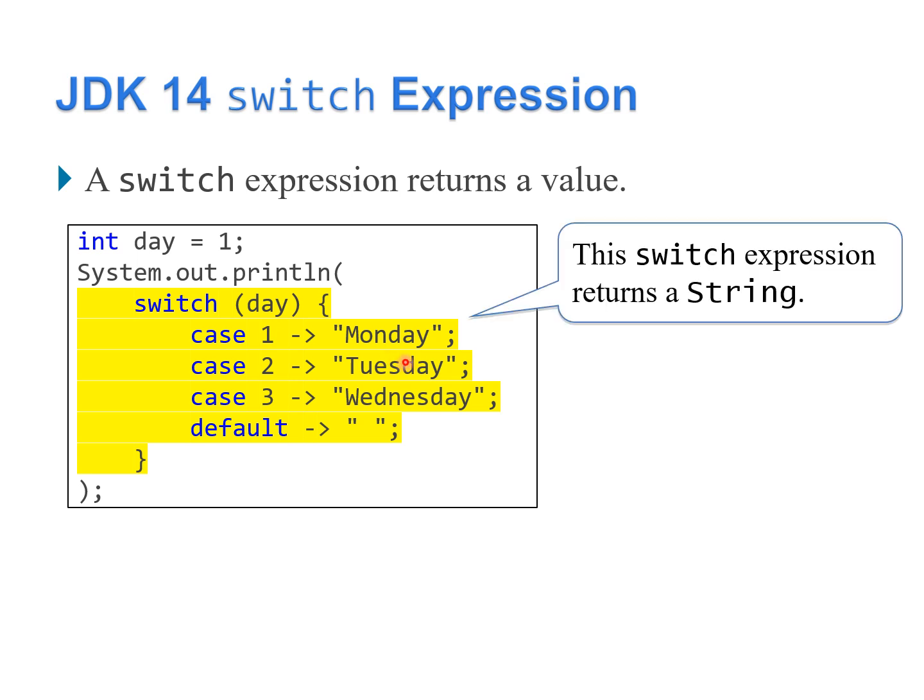The switch expression in this example returns a string. For example, when the variable day is equal to 1, it returns the string Monday. When variable day is equal to 2, then it returns the string Tuesday. When day is equal to 3, then it returns Wednesday. And in any other cases, it returns just the string that consists of one space only.